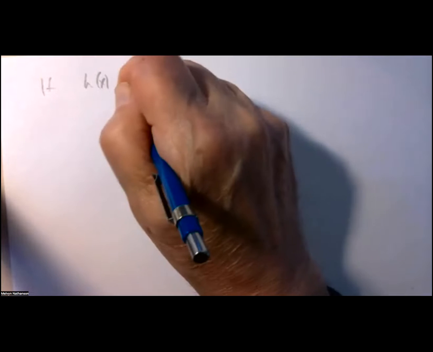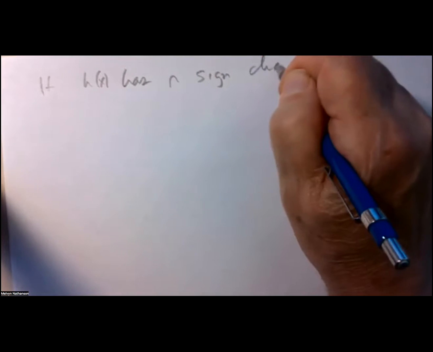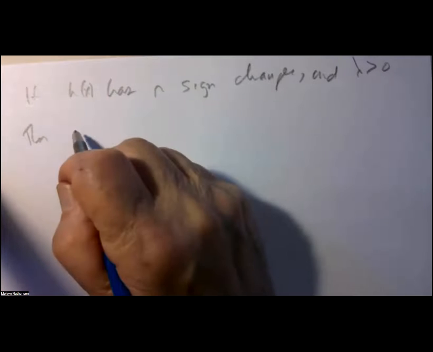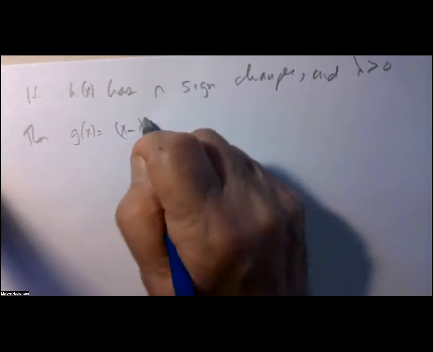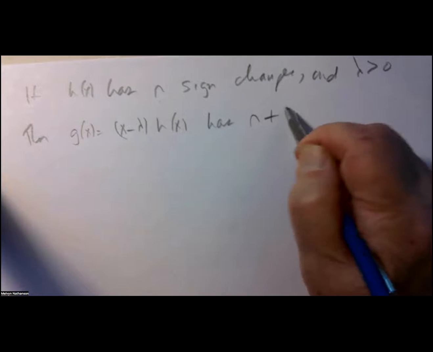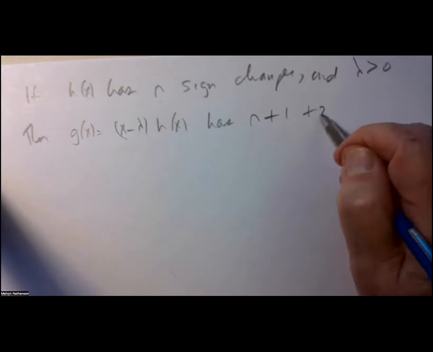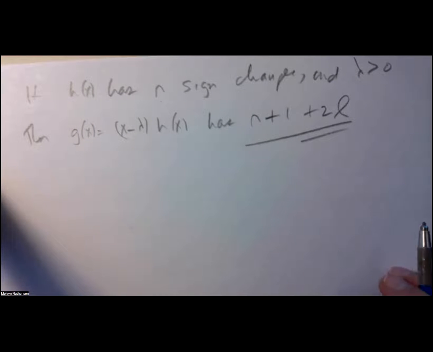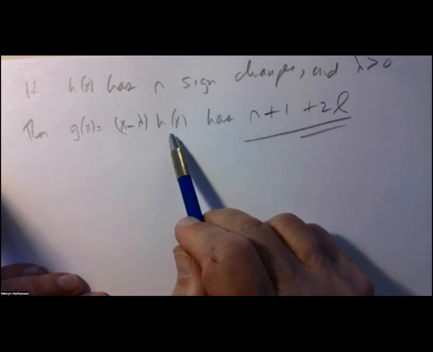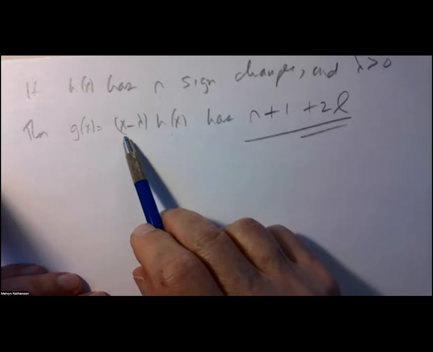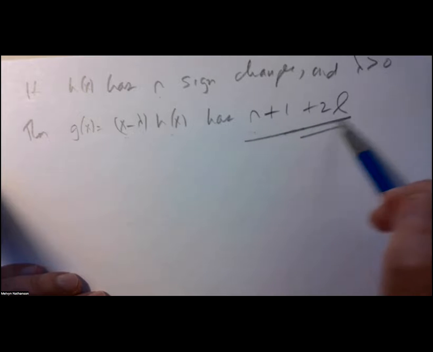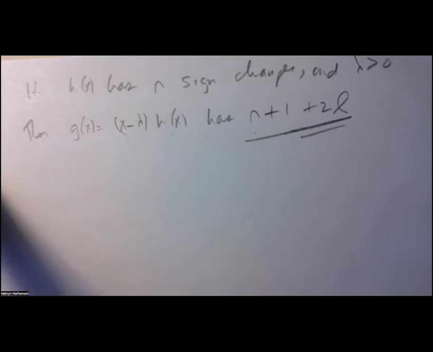So if h of x has R sign changes and lambda is positive, then g of x, which is x minus lambda times h of x, has how many sign changes? R plus the one we saw from the constant term plus some even number. Could be 0, but it's either 0 or a positive even integer. So if you take a polynomial h of x and multiply it by your factor x minus lambda, and lambda is positive, the number of sign changes goes up by an odd integer. Okay?